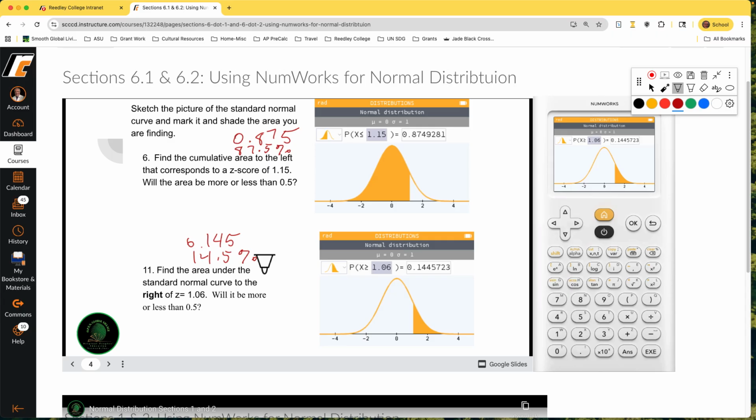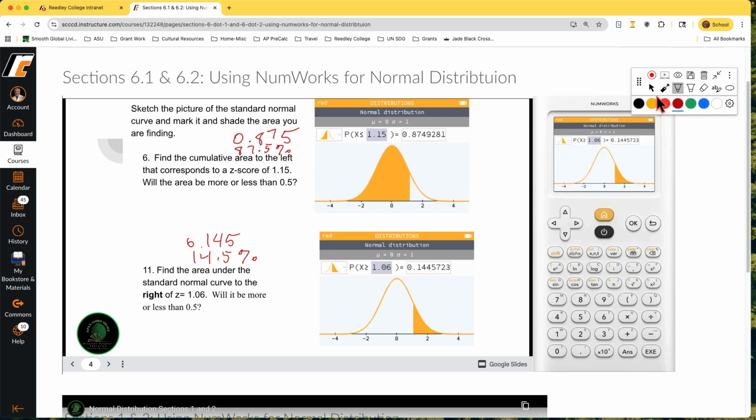This one, you would have looked up in a table, and since the table always gives you less than, you would have had to subtract from 100% to get this one. So again, there's a couple extra steps if we use the old methods of just looking it up in a book. But we're in the world of technology now and apps, and this is where we're at.